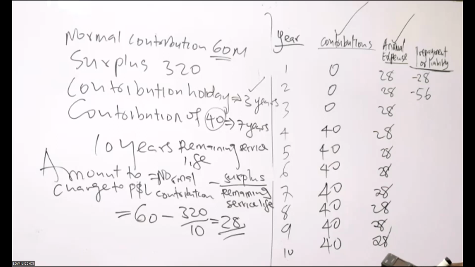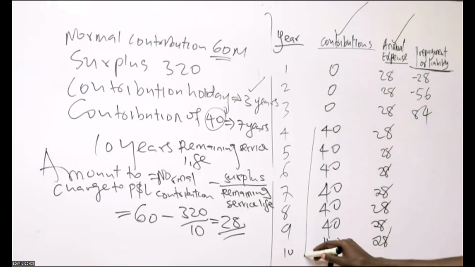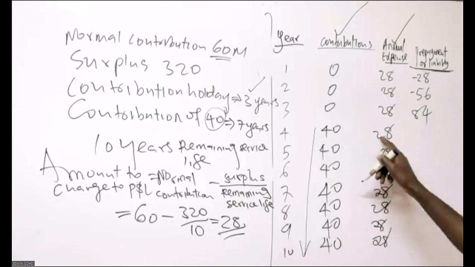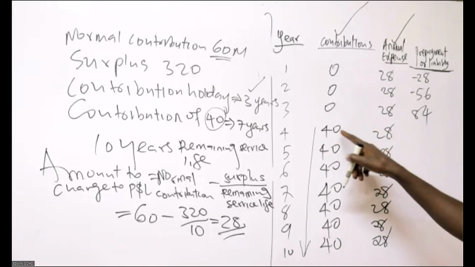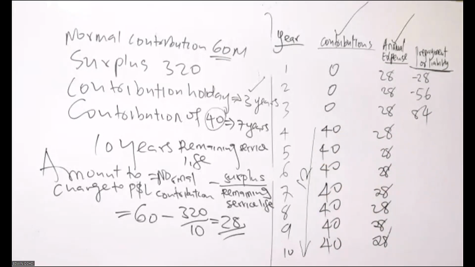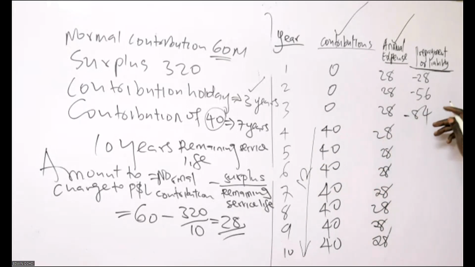Plus another 28, 84. But now from here going down, because they are charged this, they are contributing this. There's a prepayment of 12. But already we have a liability of 84. So this liability must be reduced.